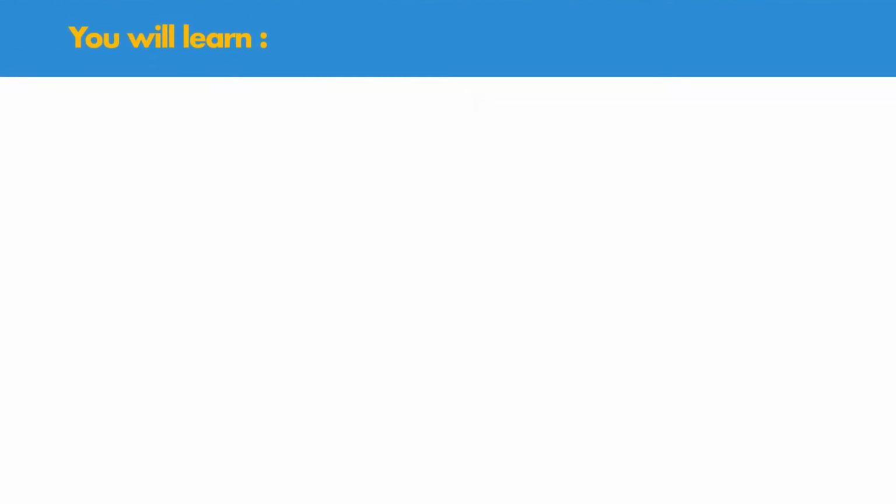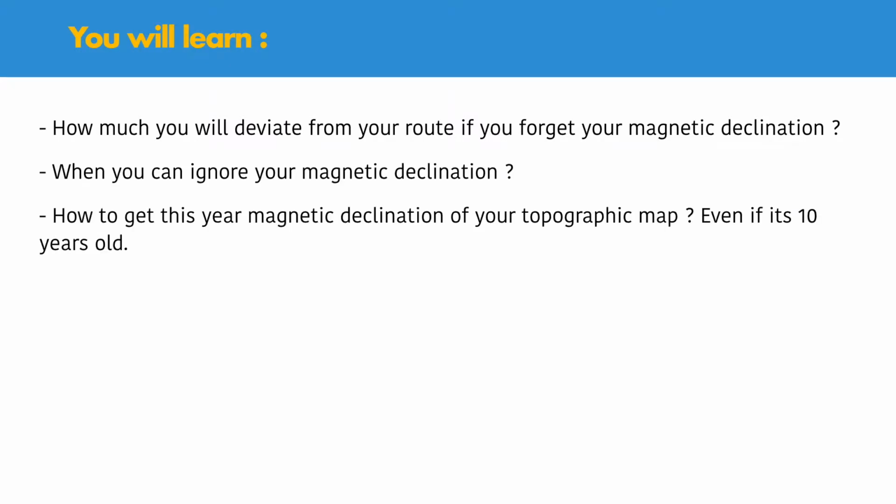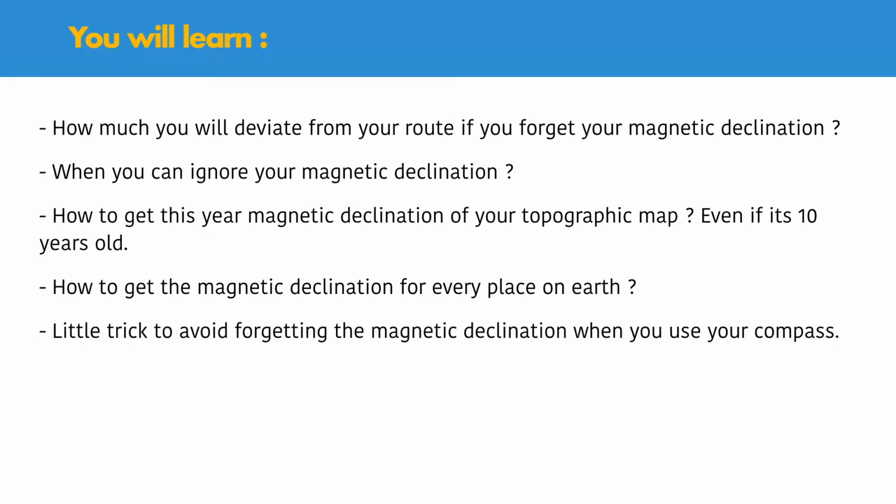You will learn multiple things about the magnetic declination, like how much you will deviate from your route if you forget your magnetic declination, when you can ignore your magnetic declination, how to get this year's magnetic declination of your topographic map, even if it's 10 years old. Yes, it's possible. How to use the magnetic declination online calculator to get the declination for every place on Earth. And a little trick to avoid forgetting the magnetic declination when you use your compass.